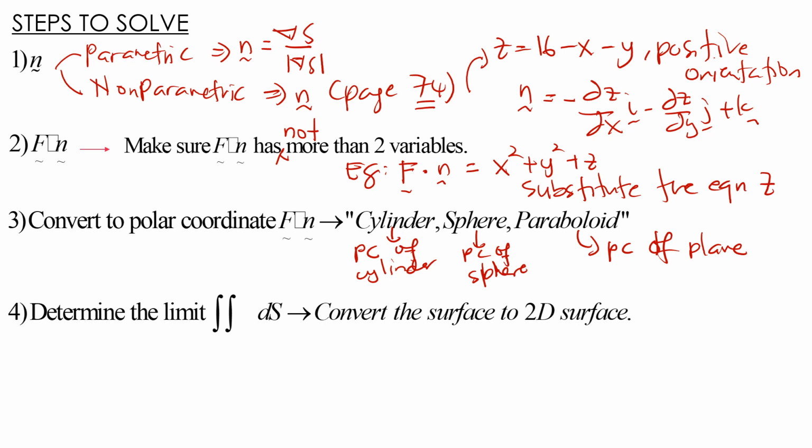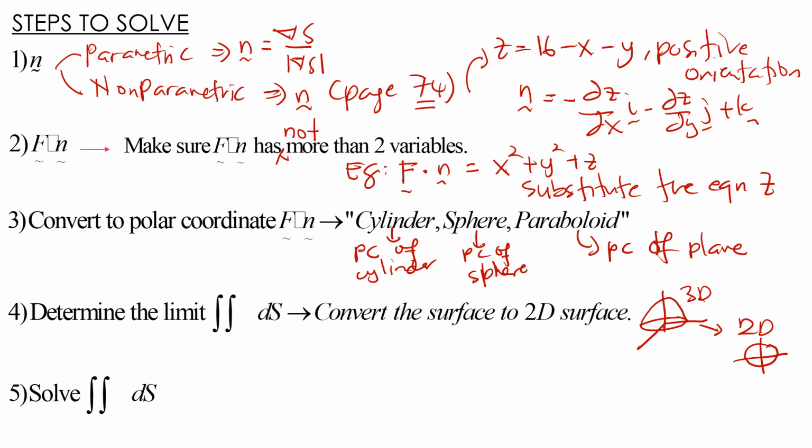Then you determine the limits of the integration. The easiest way to determine the limits is by converting the surface to a two-dimensional surface. Let's say you have a paraboloid in three dimensions. Convert it to two dimensions and it becomes a circle. It is easier to solve the circle rather than the paraboloid. If you have the tetrahedron, convert it to a triangle in two dimensions, so the limits will be easy to determine. After you have the correct limits, you just solve the integration to get the final answer.